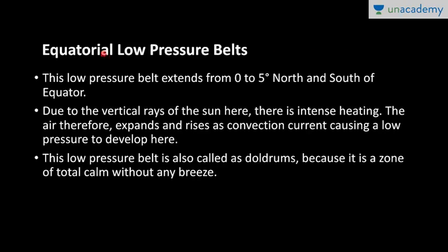Okay, so the first one is the equatorial low pressure belt. Now I told you that this pressure belt is generated due to thermal reasons. Why? Because of the vertical rays of sun here, there is intense heating, right?